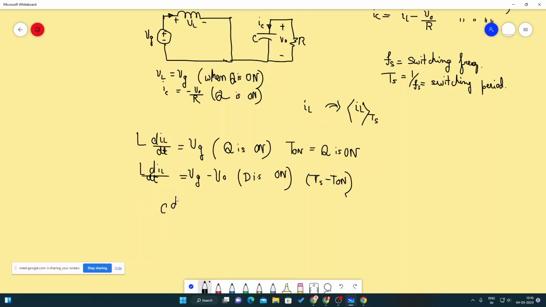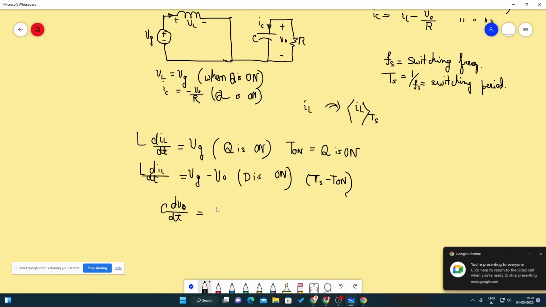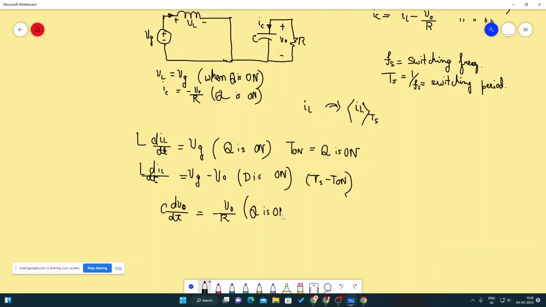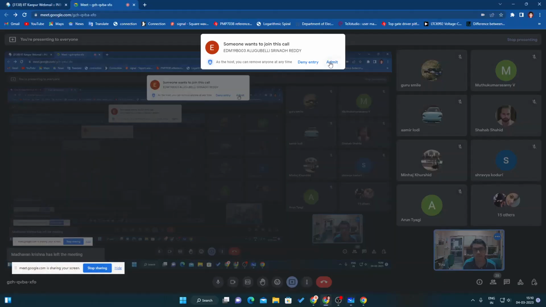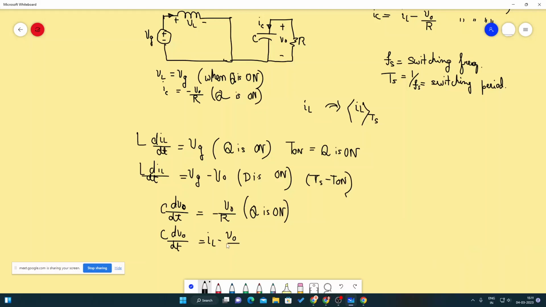C dV out by dt is equal to minus V out by R when Q is on, and C dV out by dt is equal to IL minus V out by R when D is on.